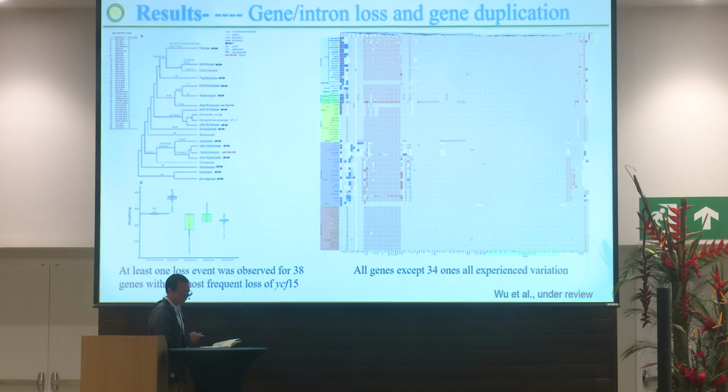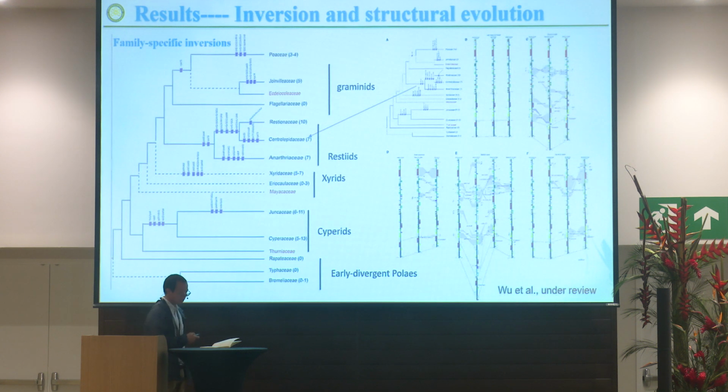Also, there are many gene loss events observed in different families, for a total of 38 genes. And the most frequent loss one is the ycf15. We also find many family-specific inversions, as you can see.